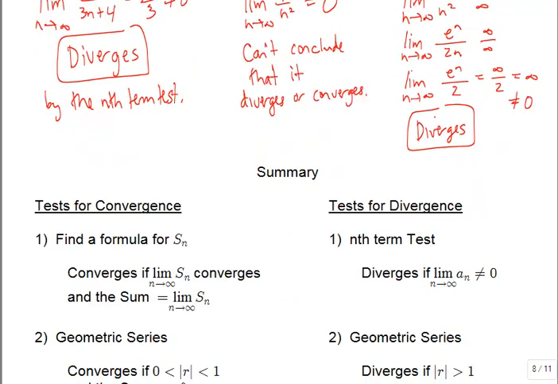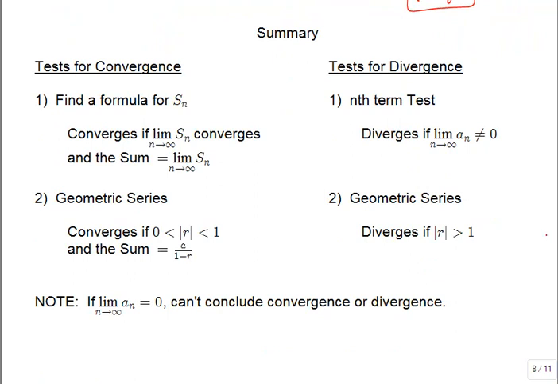So here's a summary of the conclusions and the tests that we have so far. To test for convergence, the first thing you can try is if you have or you can come up with a formula for that nth partial sum, which is usually pretty rare. Usually we don't know what that nth partial sum formula is, but occasionally you're told what it is or you have enough information to figure it out. Then, if you take the limit of that nth partial sum and it converges, then your series will converge, and the actual sum of the series will be what that limit of the nth partial sum equals.